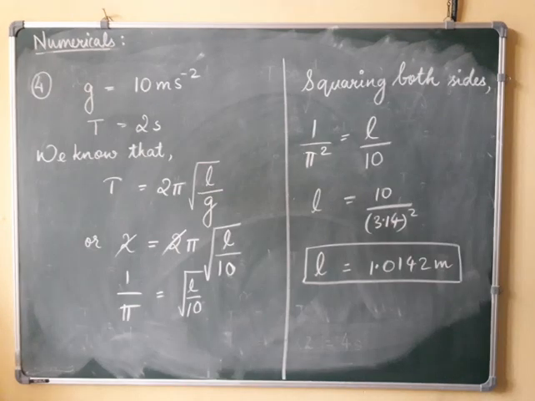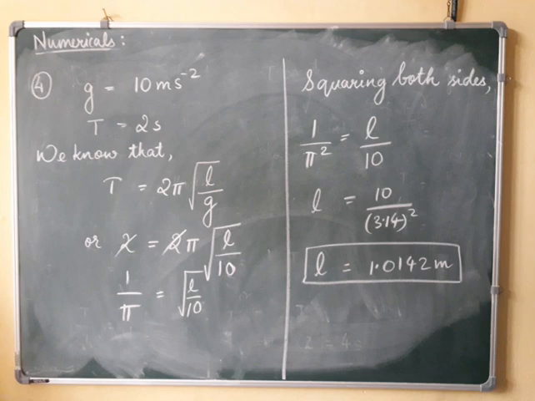Question number 4. Find the length of a seconds pendulum at a place where g is equal to 10 meter per second square and pi is equal to 3.14. So they are asking us to find the length of a seconds pendulum. Okay, and acceleration due to gravity is given. Now according to the formula, we know t is equal to 2 pi root over L by g, and we have to find the L value. Since it is a seconds pendulum, t will be equal to 2, so 2 gets cancelled.